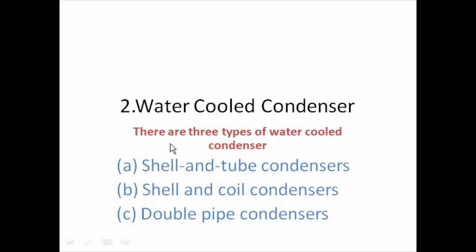This water-cooled condenser is divided into three types. The first type is the shell and tube condenser. The second is the shell and coil condenser, and the third is the double pipe condenser. Let's see in detail each one of these three. First one, second and third one. Let's see in detail on the following slide.